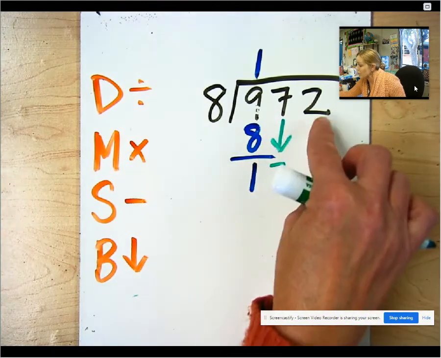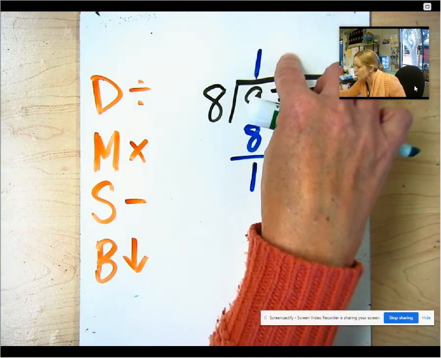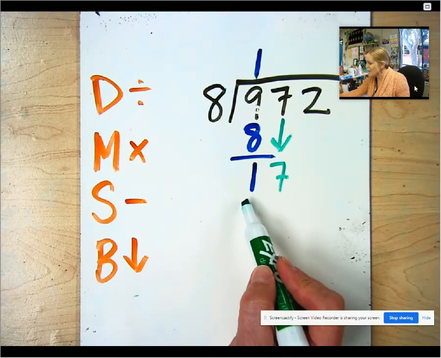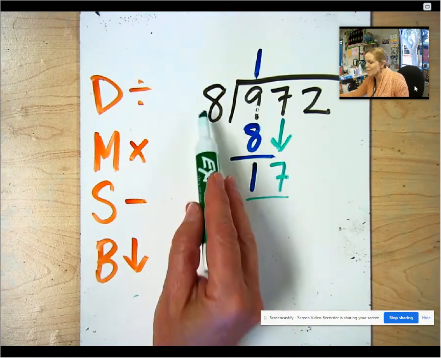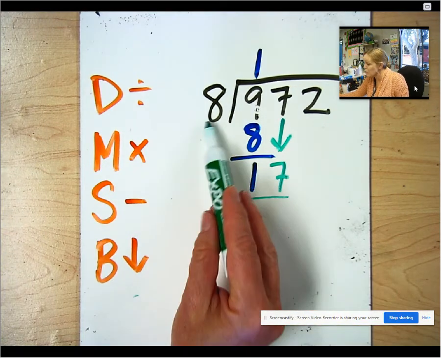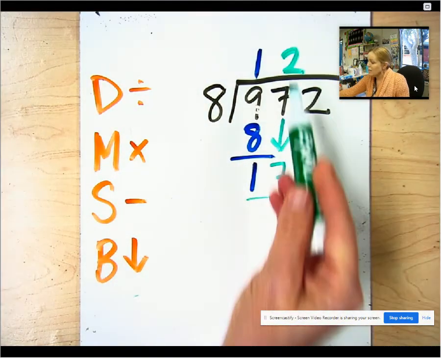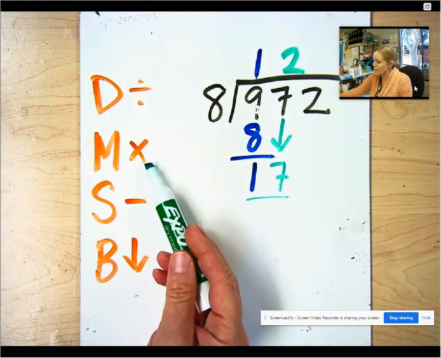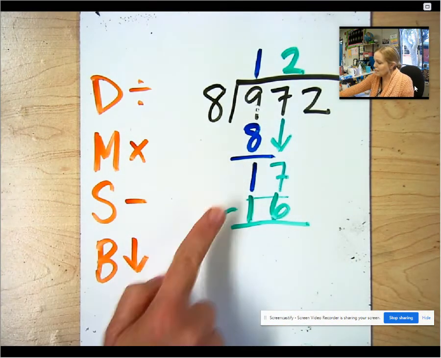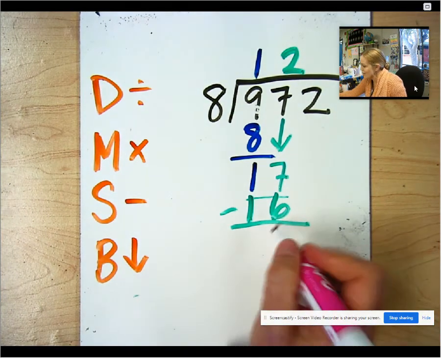I cannot go forward and bring down another number until I account for this one and have an answer up above. So now my question is, instead of dividing into 1, I can say, well, can 17 be divided by 8? And the answer to that is yes. 8 will fit into 17 2 times. Okay? 2 times 8, that's our next step, gives me 16. And now I subtract 17 minus 16. That means there is 1 left over.